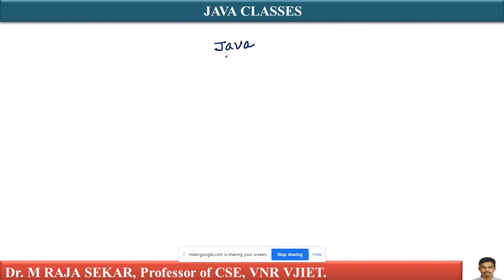Java is a programming language developed by James Gosling. Java was developed by a team led by James Gosling.